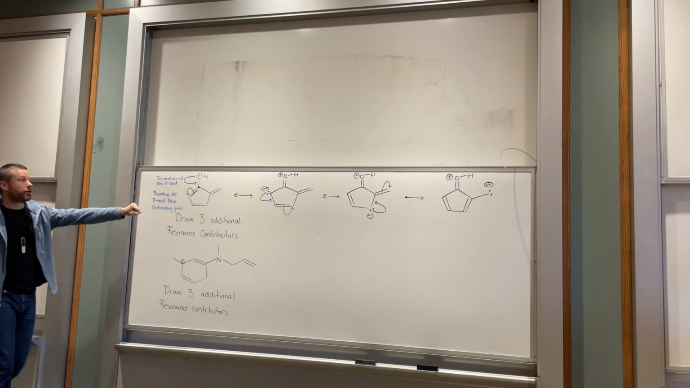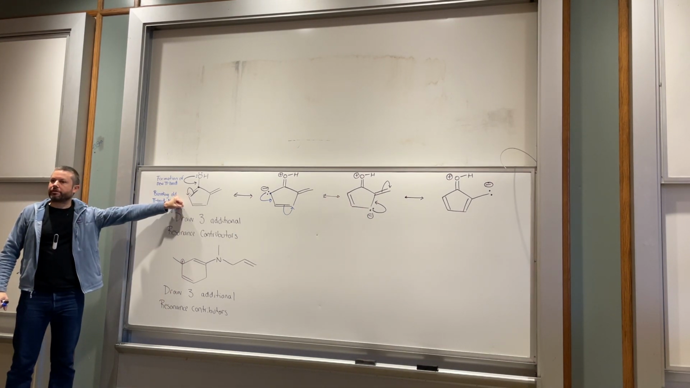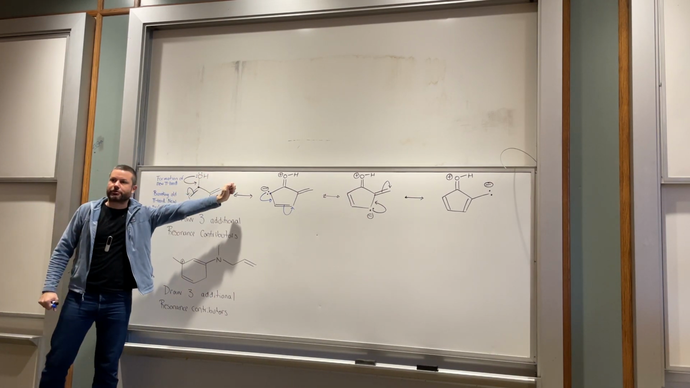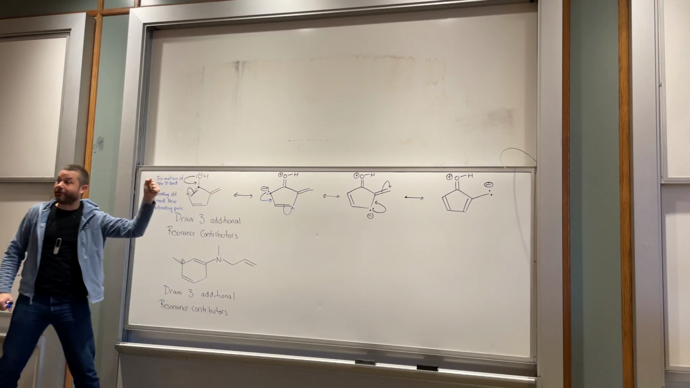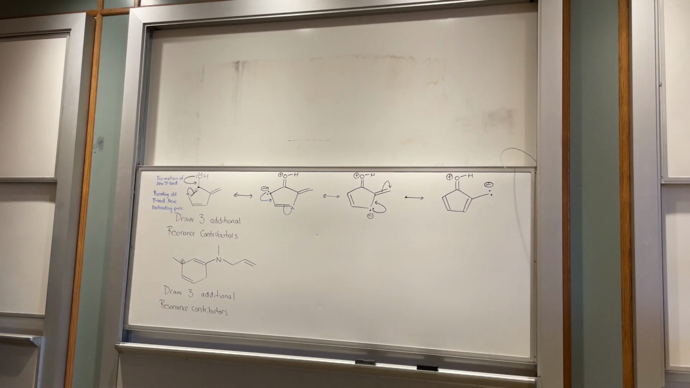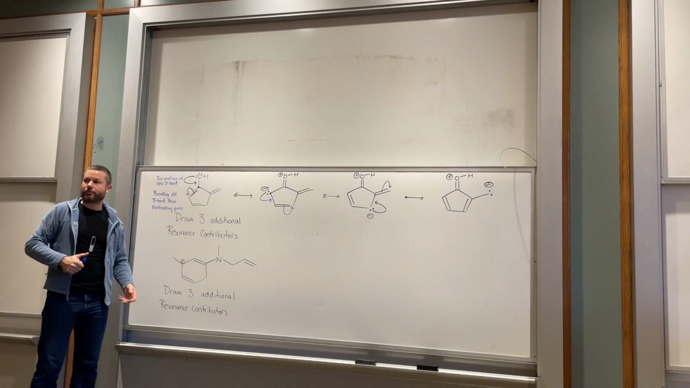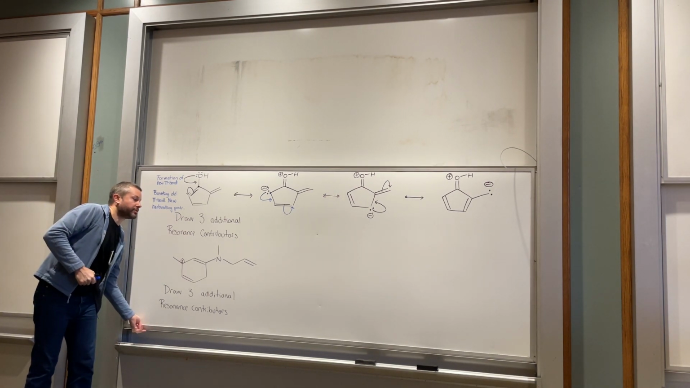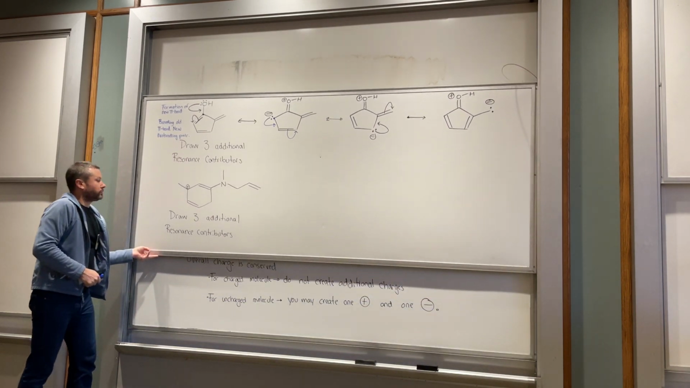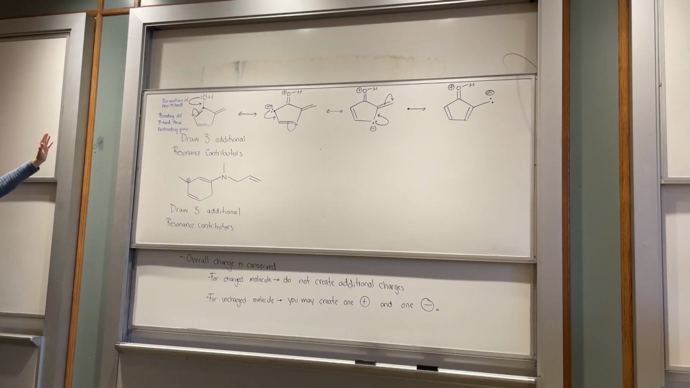Okay, what's the net charge of the molecule that I'm starting with? Zero. What's the net charge of each of the resonance structures? Zero, right? Very important. You can't be just creating a positively charged resonance structure from a neutral molecule. Make sure that your charge is conserved. Okay, any questions about the top example?